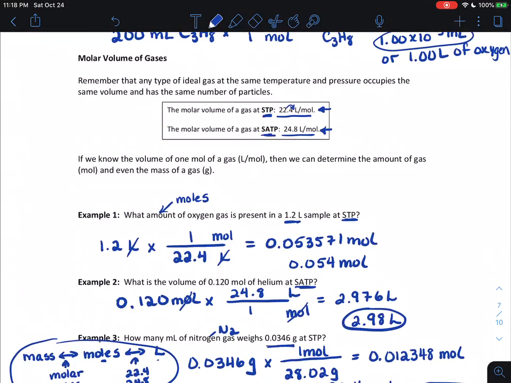I hope that made sense, how to use molar volume. Remember that these numbers, we only use them if a gas sample is at STP or SATP. What it allows us to do is use basically Avogadro's theory to switch between volume and moles relatively easily by using this conversion factor of 22.4 for STP or 24.8 for SATP.